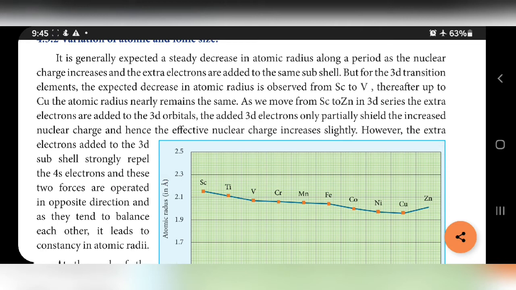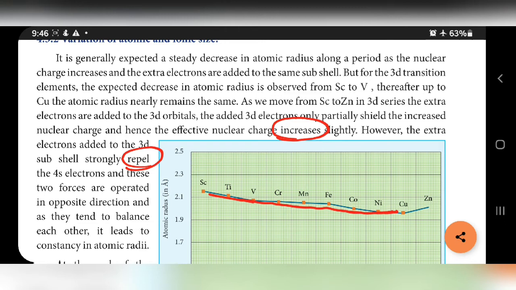So again I am explaining, my dear students, generally if you are moving from left to right in the periodic table, we expect the size to decrease only, but here in the 3d transition series, size decreases only up to vanadium, after that it remains almost constant, because two forces are there. One is attractive force, another one is repulsion.